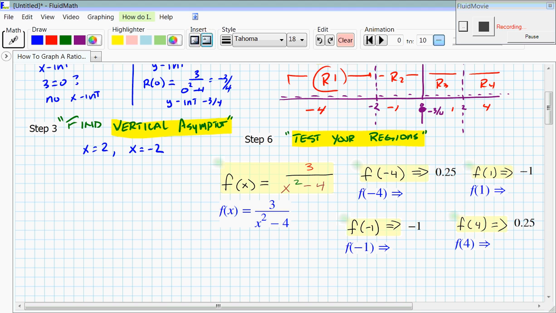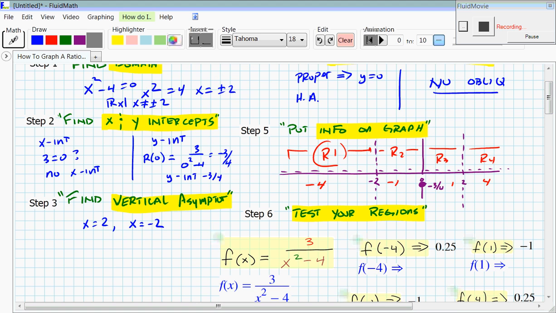So now I know in my regions what's going on, so I can go back up here, okay, and I can plug into the graph. Region 1 was positive. My graph is looking something like this. In region 2, my graph is up like this, and then it's crossing that x-axis. In region 3, it's going down like that, and in region 4, it was positive, so it's looking like this right here. So that's the sketch of my graph. You guys understand that part so far?